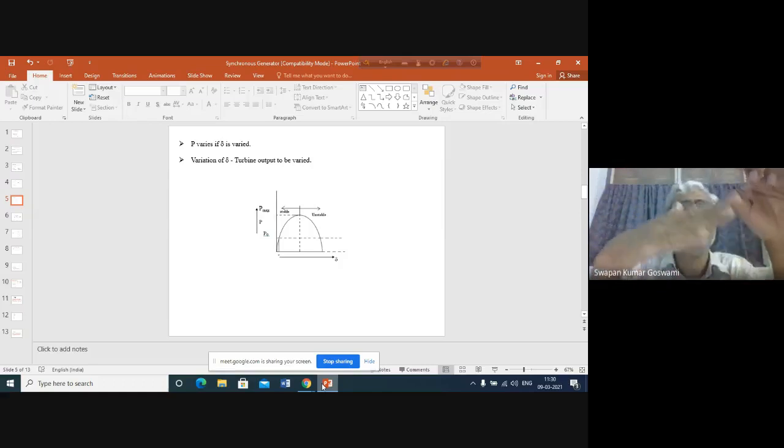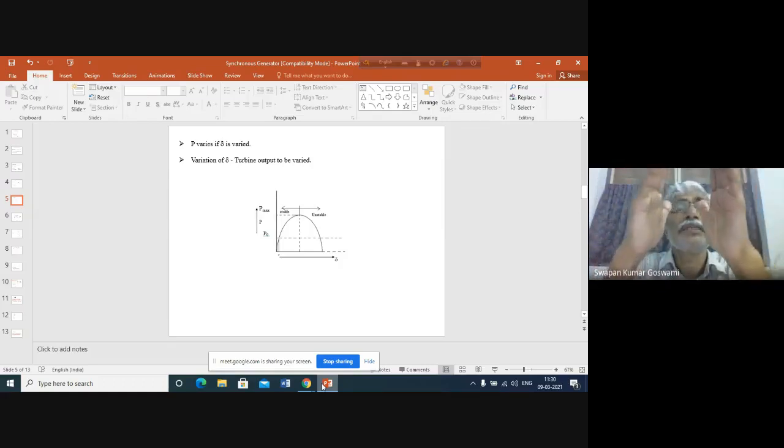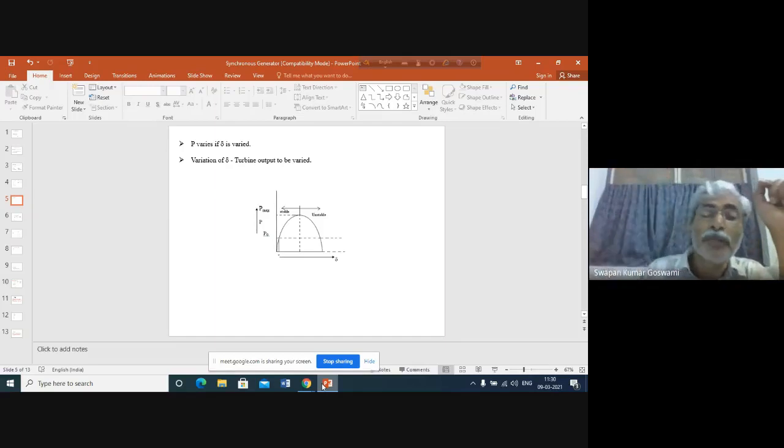In this way, finally, when the generator becomes stable again, the input power line and output power line will be meeting at the common point, and the speed of the generator and the speed of the infinite bus will also be the same. That means the generator will again rotate at synchronous speed. So at the new steady state with increased power output, the generator again will rotate at synchronous speed.